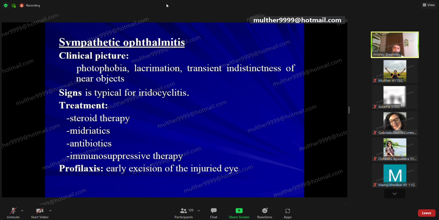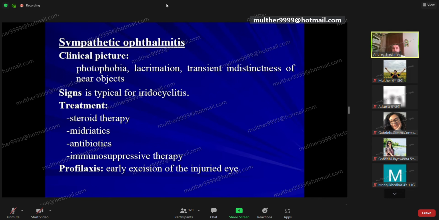Corticosteroids are the main group of drugs which we use for treatment of sympathetic ophthalmitis. Also, by all routes: systemic, periorbital injections, frequent instillation of topical corticosteroids. We use all these ways. Sometimes, in severe cases, we can use even immunosuppressive therapy with cytostatics. Also mydriatics, antibiotics, like in treatment of other types of uveitis. Treatment should be continued for a long period of time.